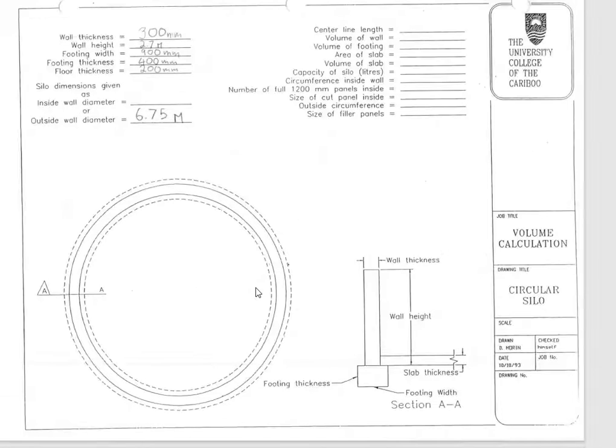So that is your walkthrough on how to calculate the volume of concrete for a circular silo, the wall, the footing, the slab, and also how to calculate how many panels you would need given a specific size.